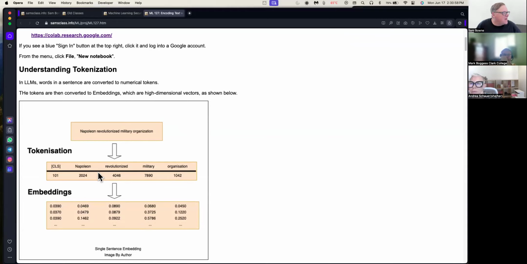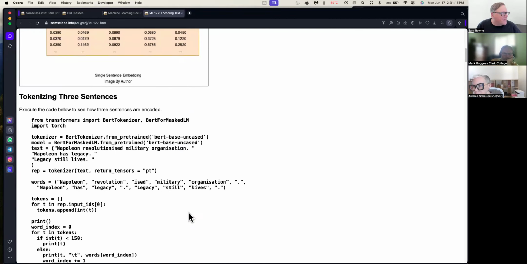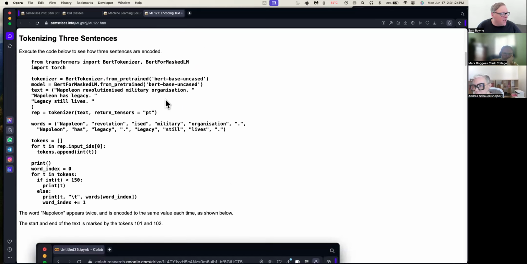That's done by tokenization. So you have a sentence here: Napoleon revolutionized military organization. A CLS is a marker saying we're about to start a sentence. It encodes them into numbers, and then it embeds them as high order vectors in some high dimensional space. So we're going to tokenize the sentences. We're using the BERT tokenizer. BERT is a bidirectional encoder. It's a very powerful language encoder used by a lot of these.